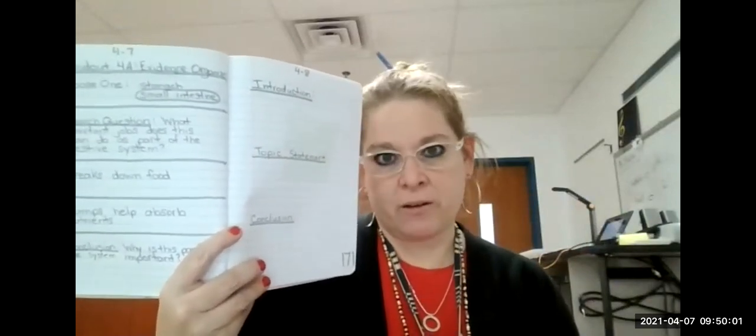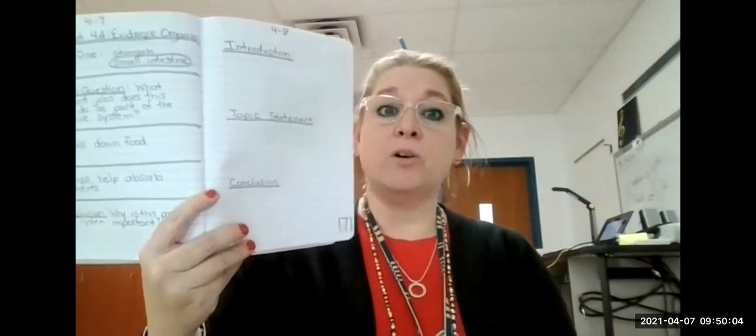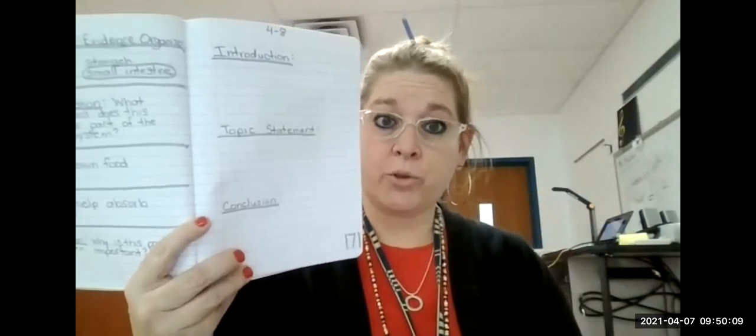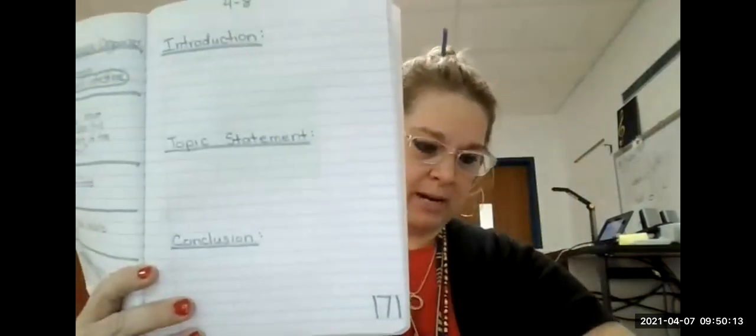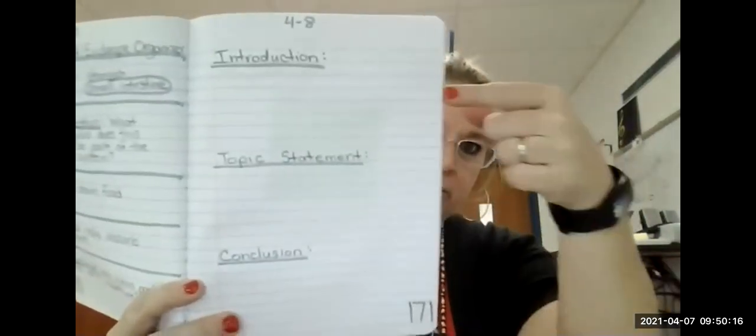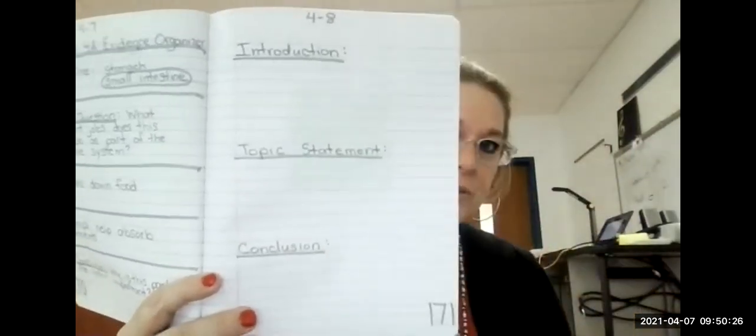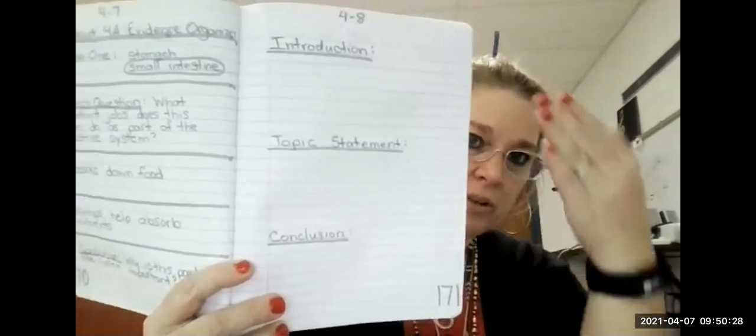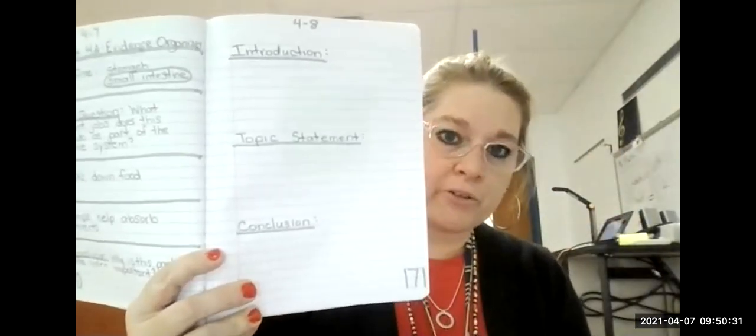So if I write a topic statement about the small intestines and you're writing about the stomach, it won't go together. So you guys are going to have to come up with your own topic statement and your own conclusion about the organ of your choice. Okay. So what I would like for you on page 171 right now, I want you to copy this down. Make sure you write introduction, topic statement, and conclusion, and give yourself plenty of room to write your sentences in that area. So go ahead and pause the video, get these three things written down, and then we can work on our introduction statement together.